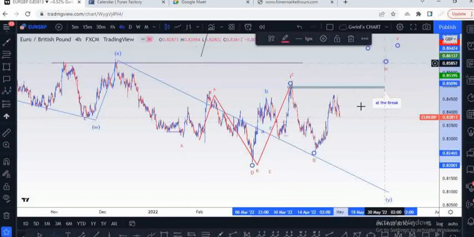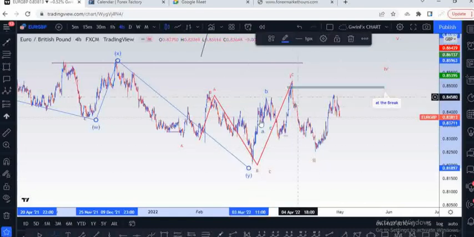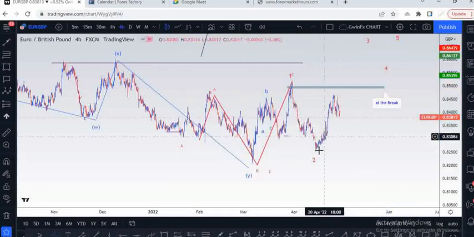Let me put that up again. Let me shift this up again. So look at the whole of here as maybe a wave 2 down here. Let me just change this. I want you guys to see it as a wave 2. So this is a wave 2 possibly.